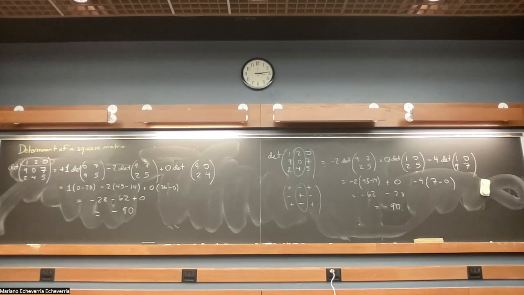Is that okay? It doesn't matter which row or which column you would have used, it will always give you the same answer. Okay. Of course, in practice, you do try to use rows or columns with zeros, just to make your life easier. Any questions?